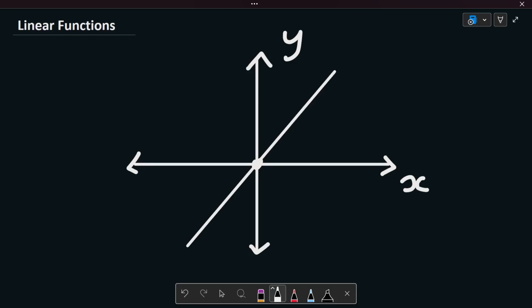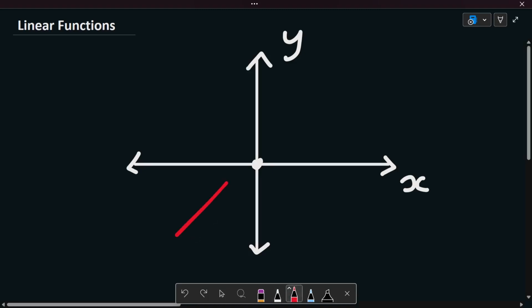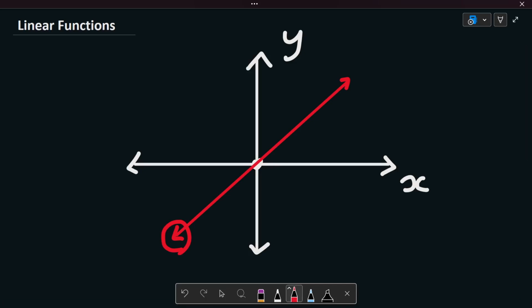I'm just going to do it in a different color because I think that's probably better. So let me do it in red over here. I'm going to draw a straight line over here that goes past the origin. And then I'm going to draw my arrow on it. Remember what I told you about the arrows? This arrow just means it's continuous, so it keeps going in the same direction that the arrow points towards. That is exactly what the arrow means.